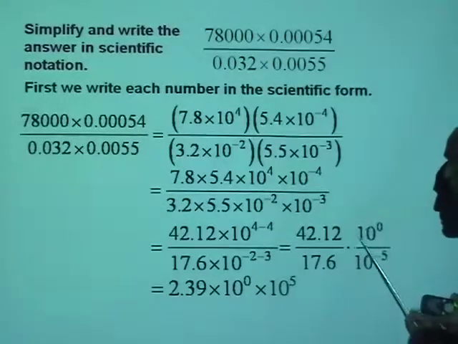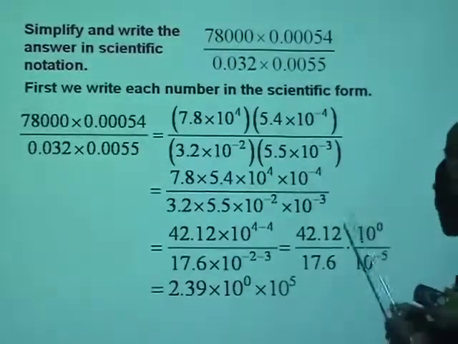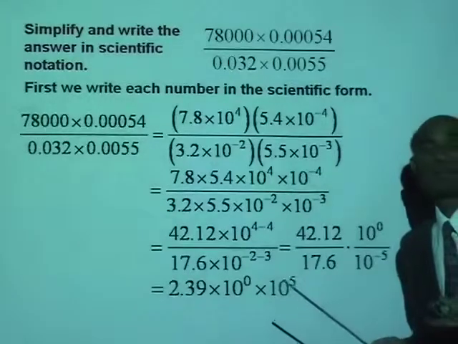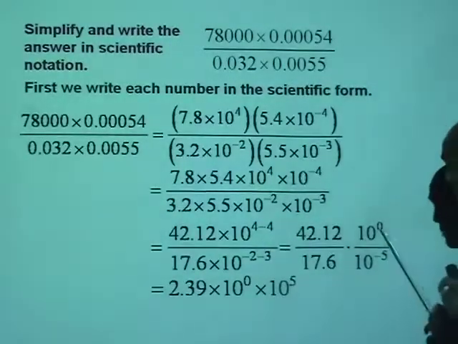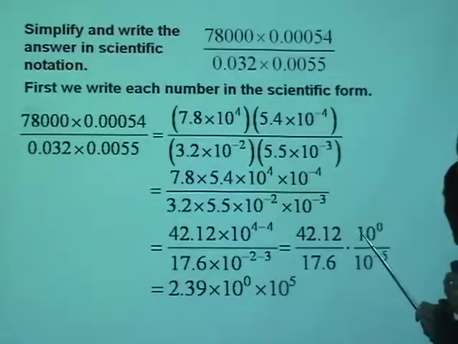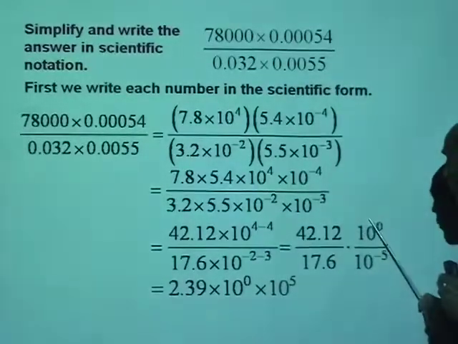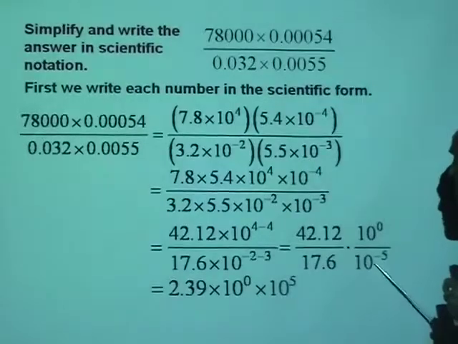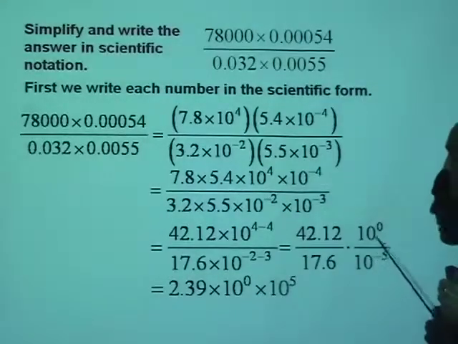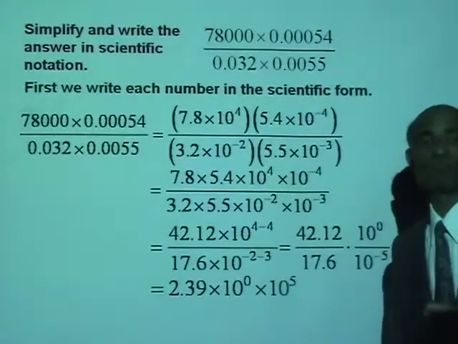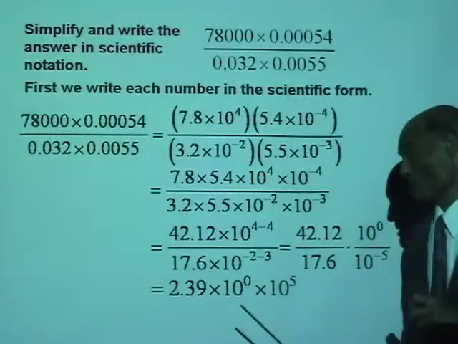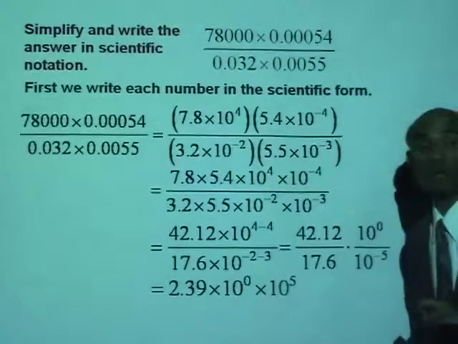And tell me, what is the value of 10 to the power of 0? Anything raised to the power of 0 is 1. So this is actually 1. And this is therefore 1 over 10 to the power of -5, which is the same as 10 to the power of +5. Alright, there is one more step only for this.